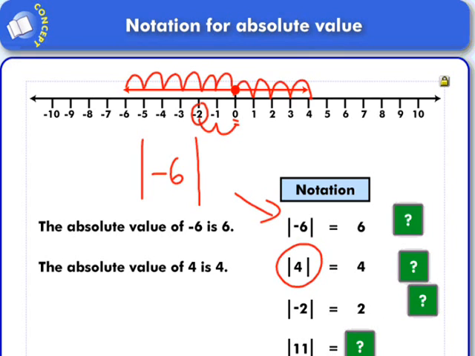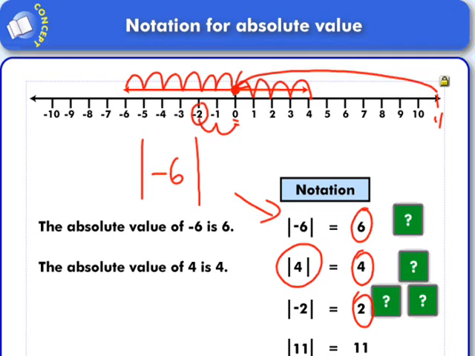And what is the absolute value of positive 11? How far is 11 from 0 on a number line? Well, it's 11 away. Now, what you may have noticed here is these are all positive numbers. The absolute value of a number is always going to be a positive result.